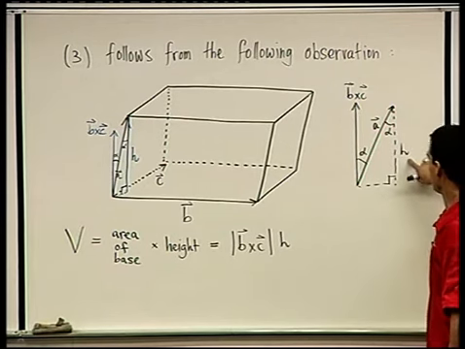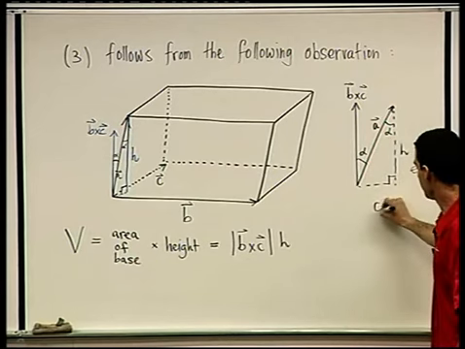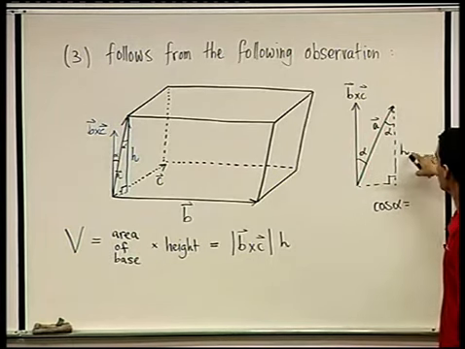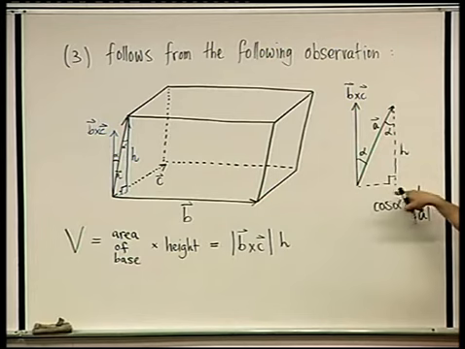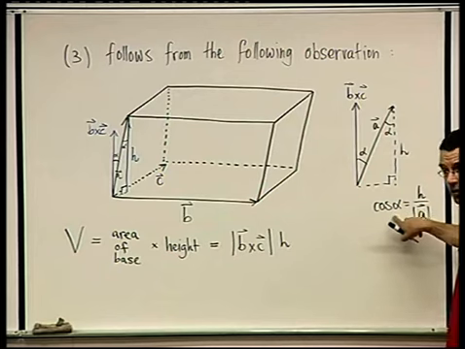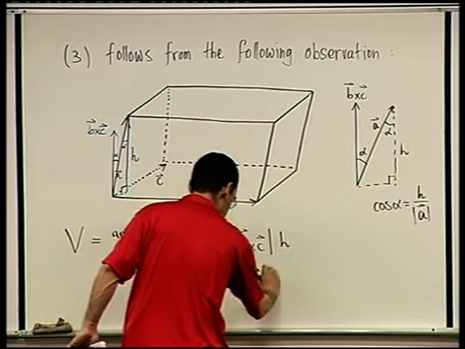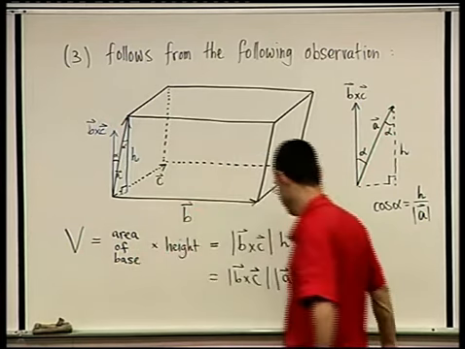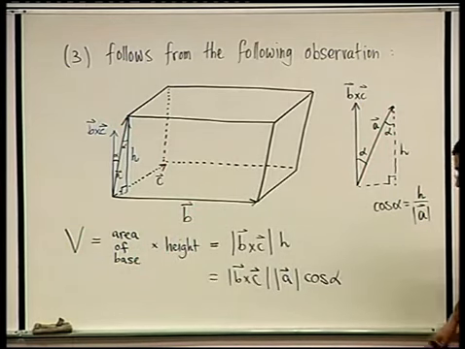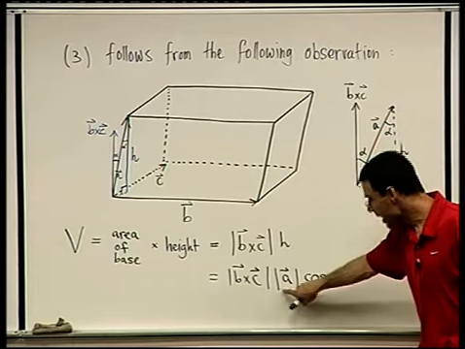Okay. Now, let's try to figure out what H is in this right triangle. The cosine of alpha equals H over the length of A. Do you agree in this right triangle? Everybody? So what is H? It's the length of A cosine alpha. I'm going to replace that here. So it's the length of B cross C times the length of A times cosine alpha. Do you agree? And what we got here is precisely the dot product of A and B cross C.